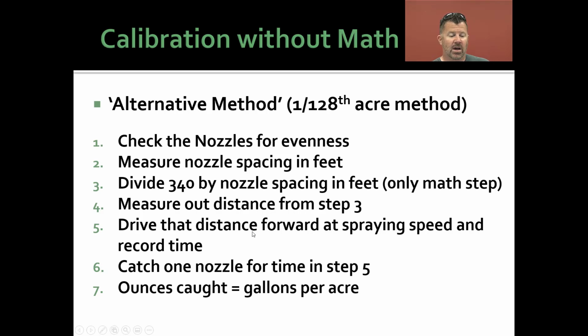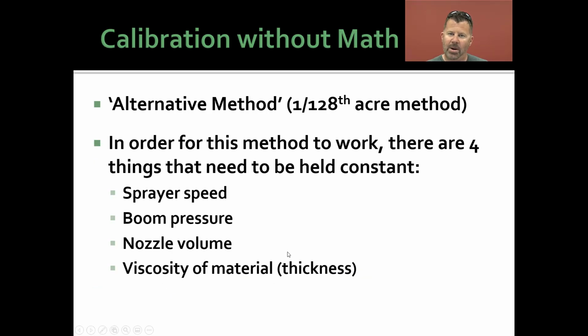Check the nozzle for evenness. Measure nozzle spacing in feet, then divide 340 by the nozzle spacing in feet, the only math step that you're going to have to do. Measure out the distance from step 3, drive that distance forward at spraying speed, and record your time. Catch one nozzle for the time in step 5, and then ounces caught is your gallons per acre. Easy stuff, guys. Easy. Remember that from Unit 1.